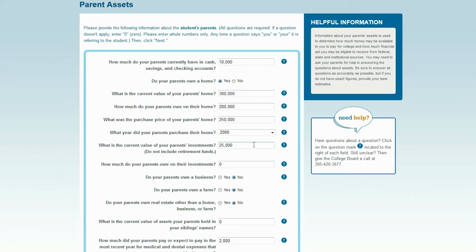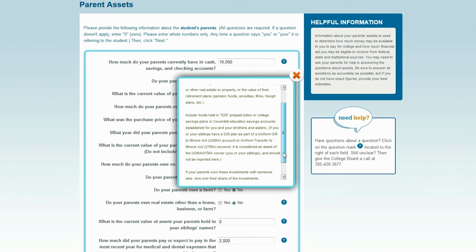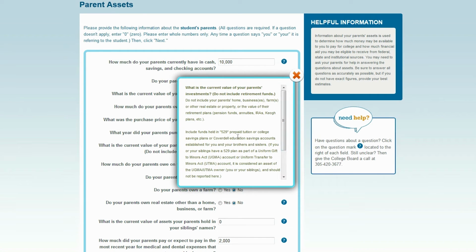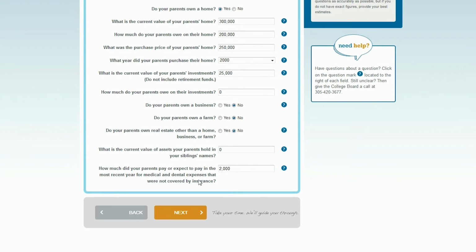And I will tell you investments is a good one to make sure you click on the question mark because we have a lot of questions regarding this as to what to include, specifically 529 prepaid tuition or college savings plan money. Do you have a house? What do you owe on the house? Do you have a business? Do you have a farm? And what do you expect to pay in medical and dental expenses that were not covered by insurance?